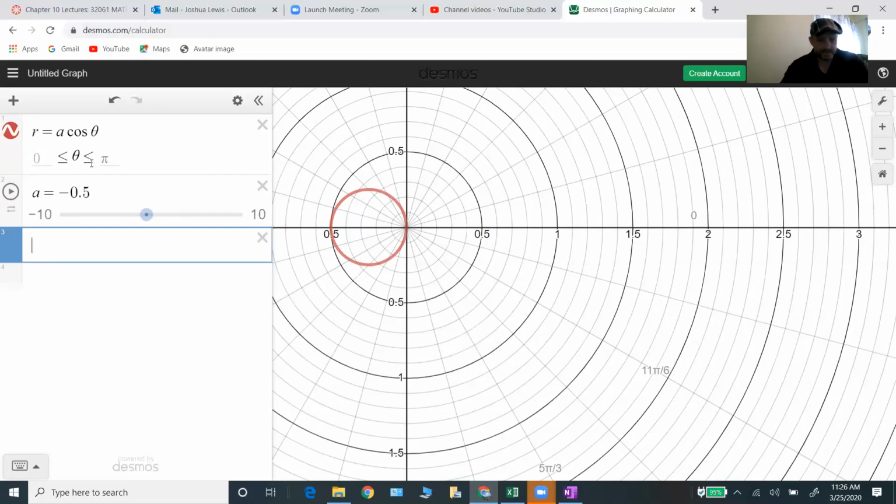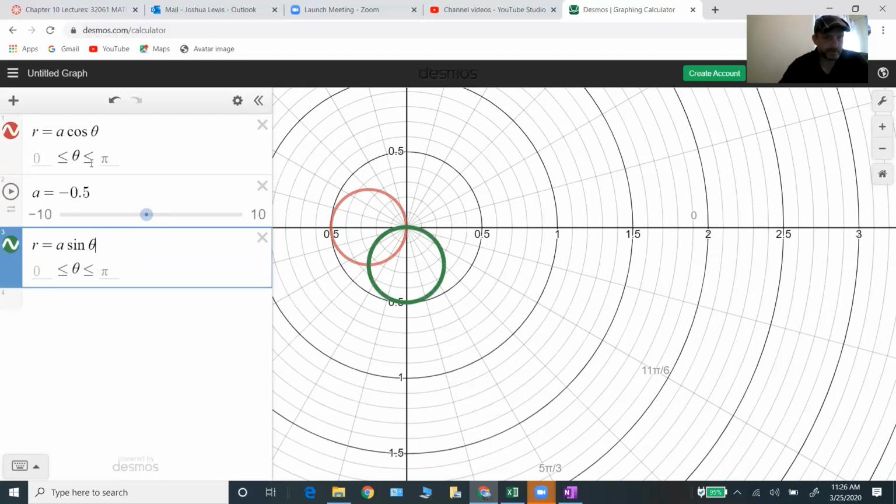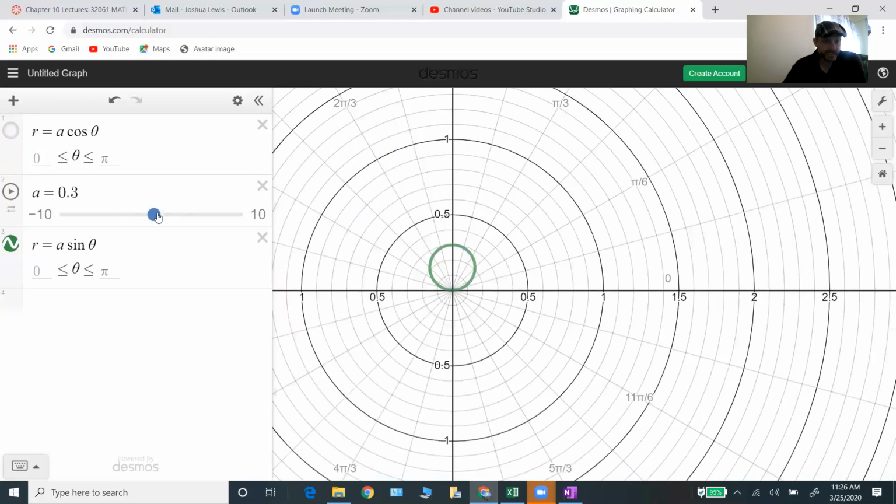What if I change this to sine theta and spelled it correctly? That would help. Well, as you may have guessed, that will sit on the y-axis. And so there's our circles, okay?